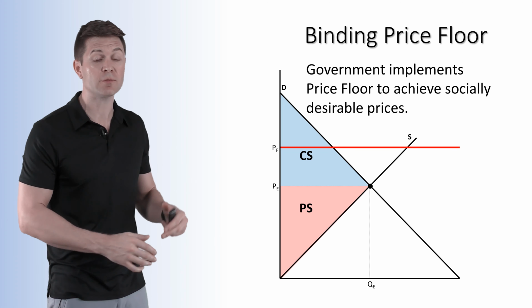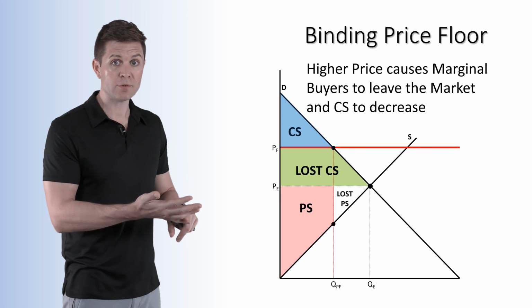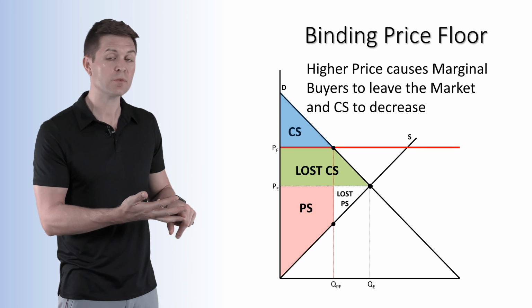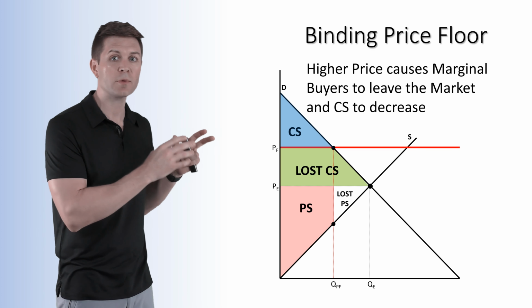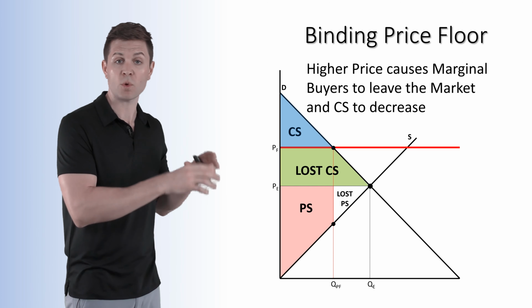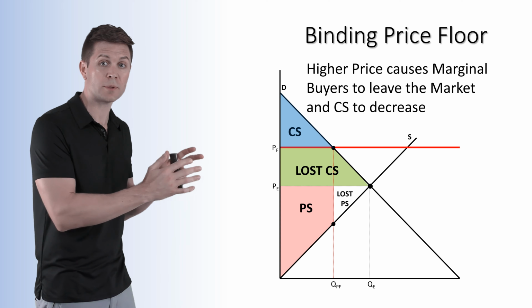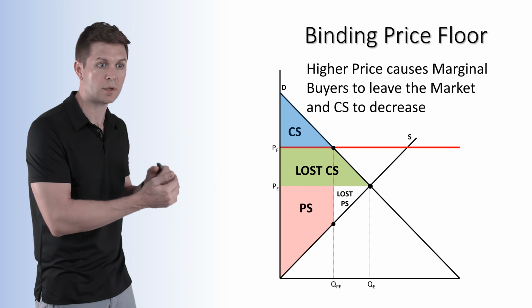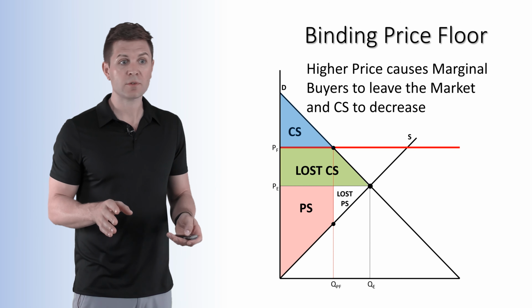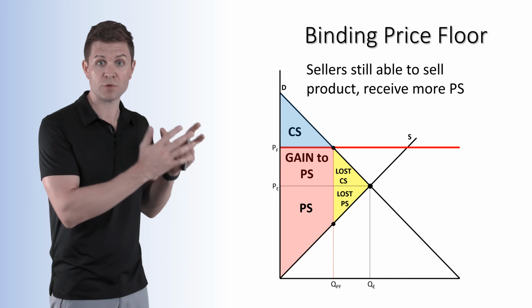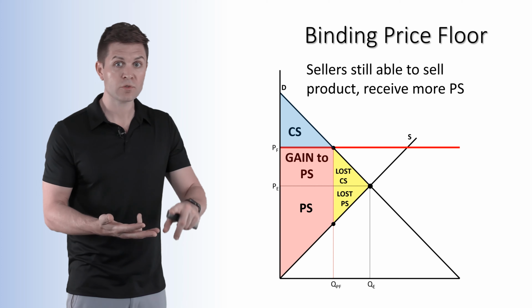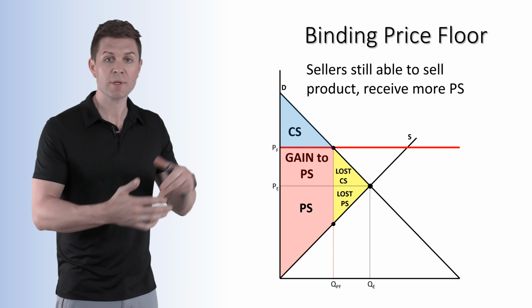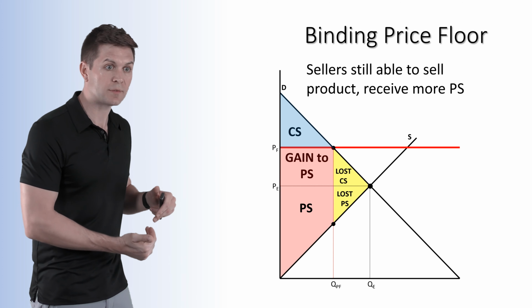We are going to lose consumer surplus because fewer buyers are buying the product, plus it's at a higher price for the remaining consumers. So that green area represents all the lost consumer surplus. The white represents the lost producer surplus simply because the market size has shrunk. Now, some of this lost consumer surplus is going to shift to producer surplus because of that higher price. So we've got our lost consumer surplus, our lost producer surplus because of the smaller market size.